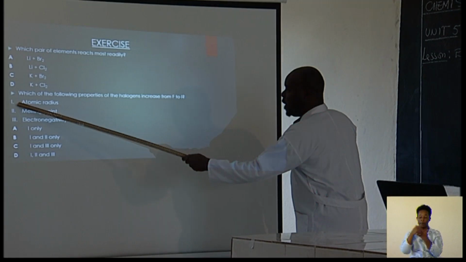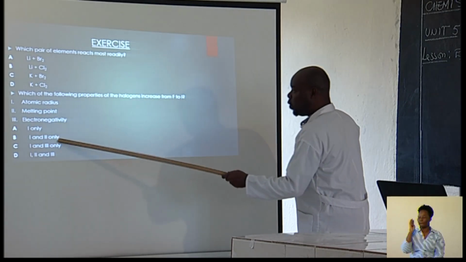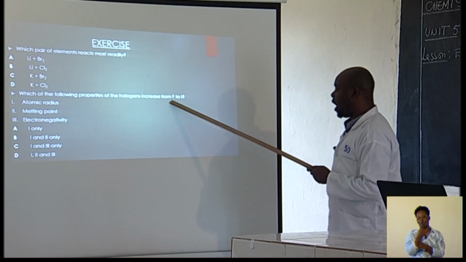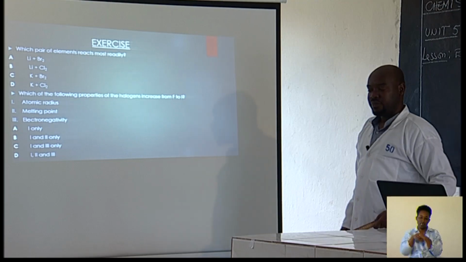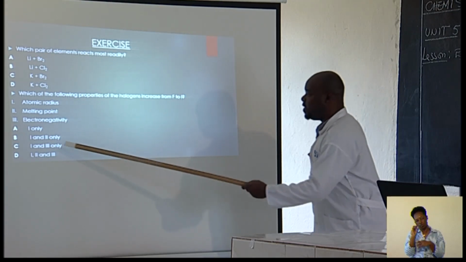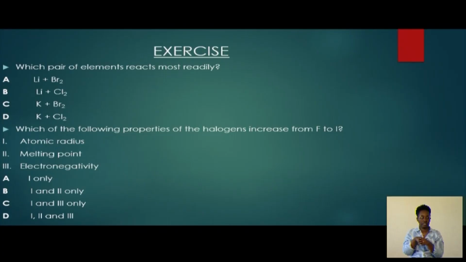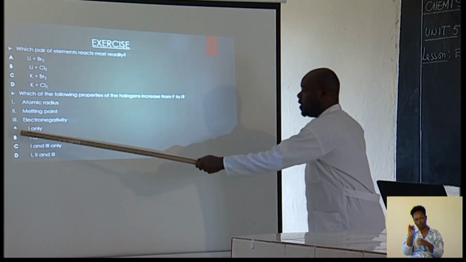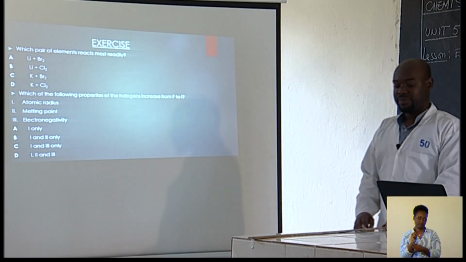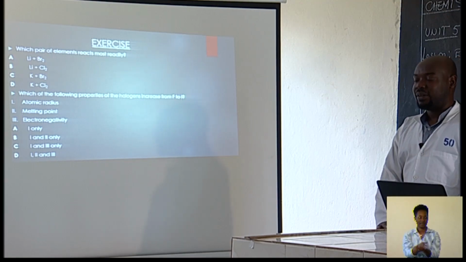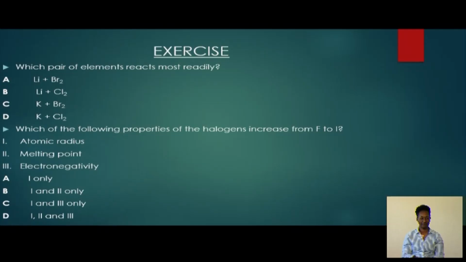It is 1 and 2 only, which increase in the halogens from fluorine to iodine. So the right answer is B. A, C, and D are wrong, but B is right. I think this is very clear. We go to the next, okay?